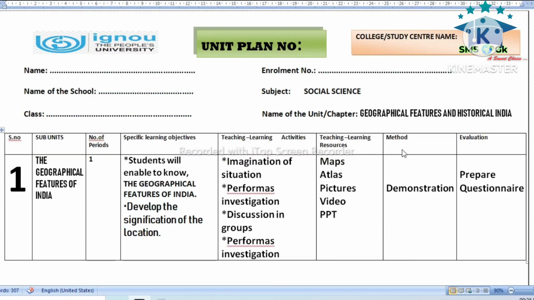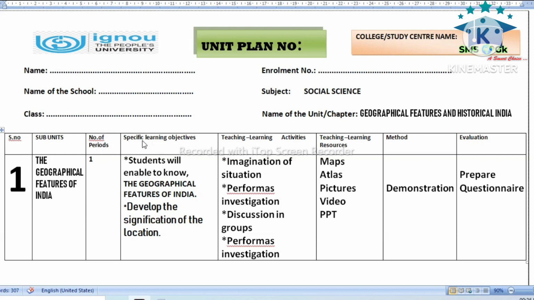And you can see here some columns like serial number, subunits, number of periods, specific learning objectives, teaching learning activities, teaching learning resource, method, and evaluation. And I have divided this unit into two parts. The first one is the geographical features of India.